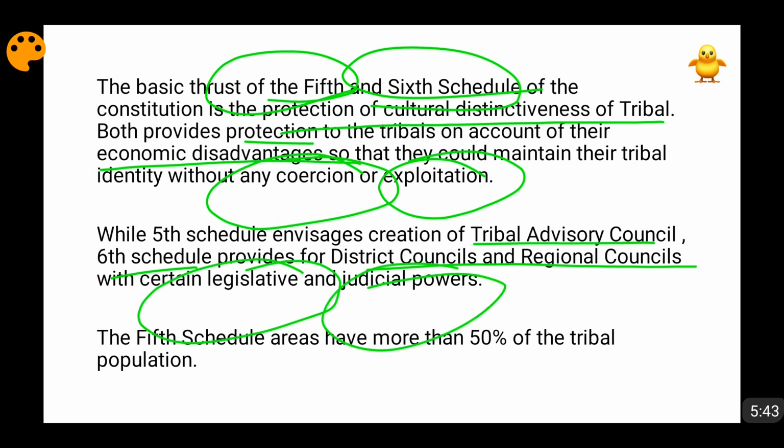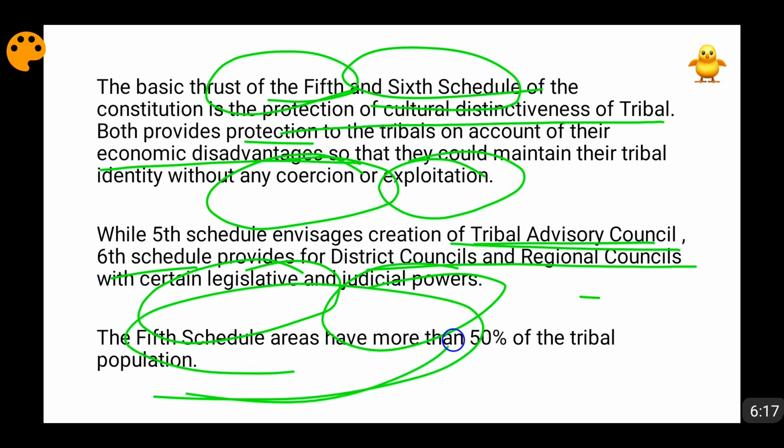Now the point is, the amount of power given to these district and regional councils is much greater; the power available with the tribes advisory council is not that big. So the district councils and regional councils formed under the sixth schedule are more powerful, more effective, and more dominant than the tribes advisory council set up under the fifth schedule of the constitution. There is one more piece of information, friends: when we talk about the fifth schedule areas, only those areas which have more than 50% tribal population will be designated as scheduled areas under the fifth schedule. So this is one more important fact that you should always keep in mind, friends.